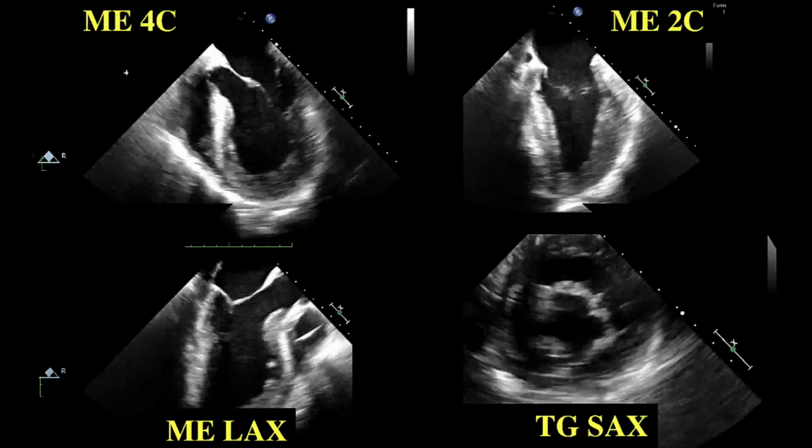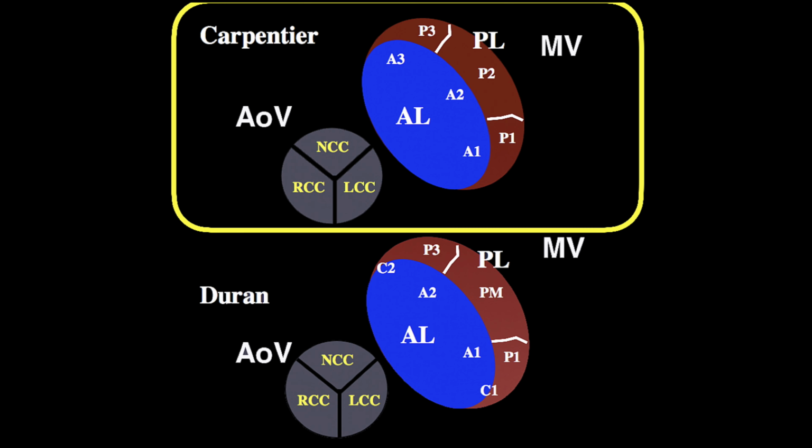Here you can see the identification of the leaflets. Now, the nomenclature of the leaflet scallops is referred to in the Carpentier nomenclature and the Durand nomenclature. As you can see, they're fairly similar with a few differences. The Carpentier nomenclature lists the posterior leaflet scallops as P1, P2, and P3, P1 being the more lateral or anterolateral scallop, and P3 being a posteromedial scallop. They're often discussed with the anterior leaflet, which is labeled as such, even if the scallops aren't as obvious.